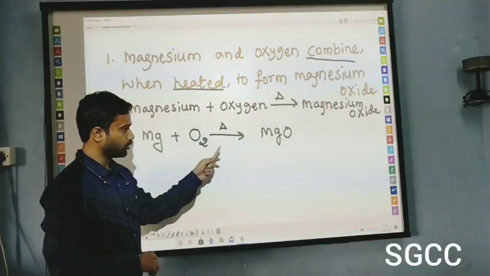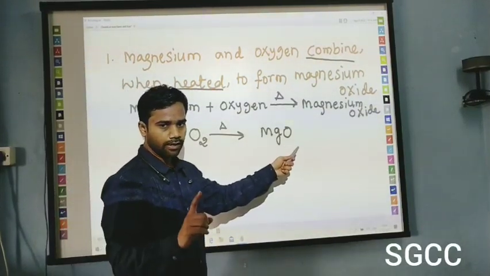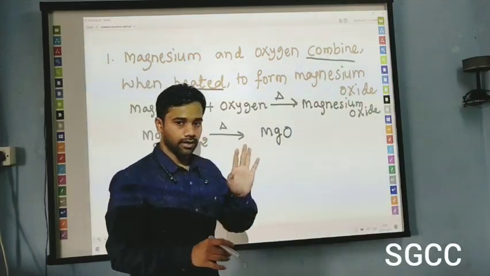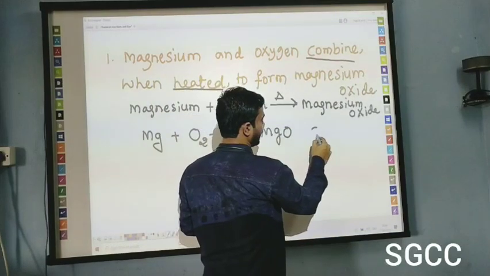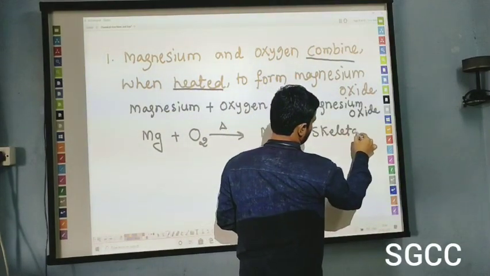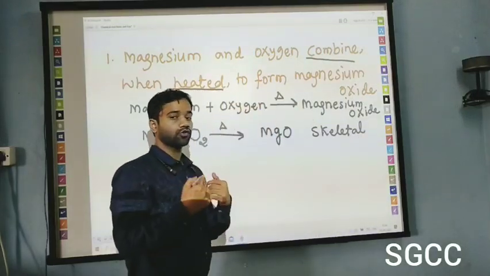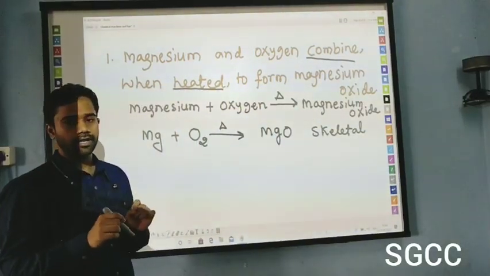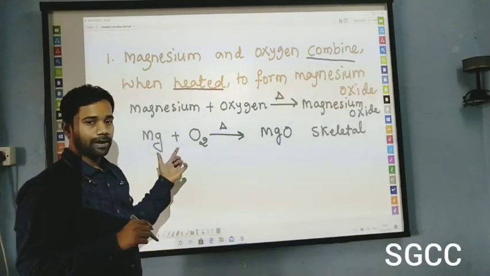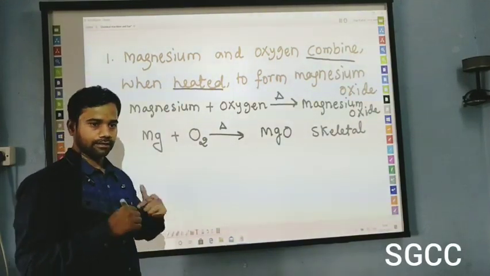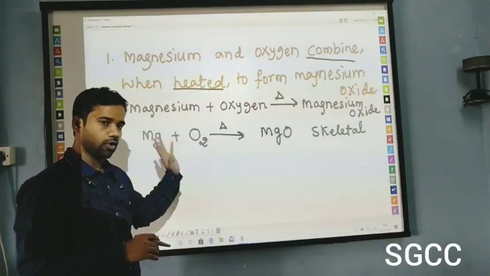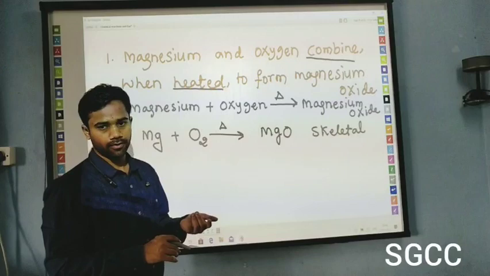Two. Okay, O2. Here, how many oxygens are present? Only one. This type of chemical reaction is known as a skeletal reaction, or we also call it an unbalanced chemical reaction. For that, we have to balance the equation first, then conclude whether it is a combination reaction or any other type of reaction.